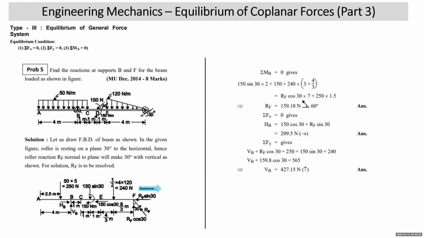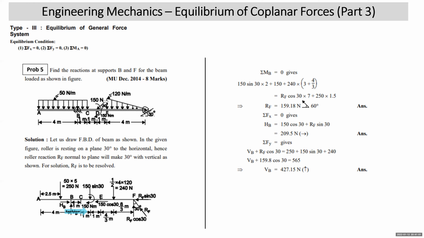Then we come to replacement of the distributed force. This is 50 Newton per meter acting over the length of 5 meter. So 50 into 5 is 250 Newton, which will act at 2.5 meter from A and 2.5 meter from C. I have shown it from A. Rest all this 4 meter length has been shown. After that, you come to this 150 Newton force, which is at 30 degree. So we resolved it, 150 sine 30 and 150 cos 30. And this moment of 150 Newton meter is external moment, which has also been shown as it is. After that, you come to this triangular loading.